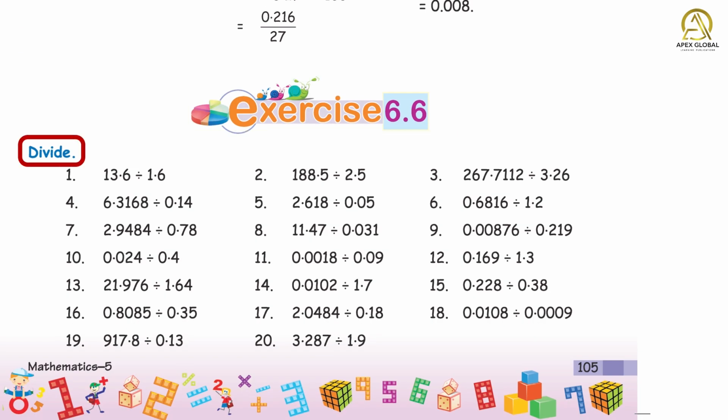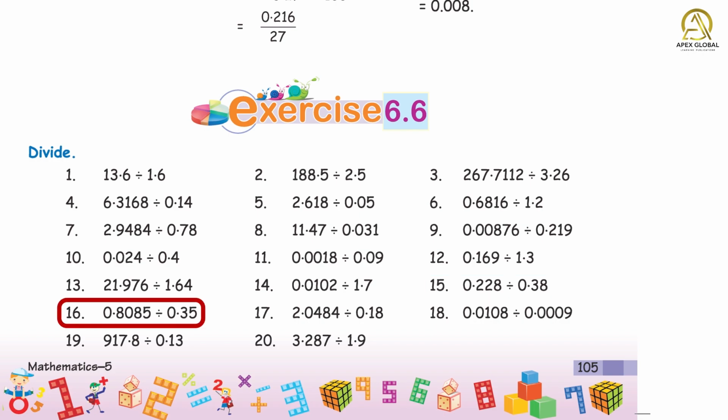Exercise 6.6. Divide: 1. 13.6 divided by 1.62. 2. 188.5 divided by 253. 3. 267.7112 divided by 3.264. 4. 6.3168 divided by 0.14. 5. 2.618 divided by 0.05. 6. 0.6816 divided by 1.2. 7. 2.9484 divided by 0.78. 8. 11.47 divided by 0.031. 9. 0.00876 divided by 0.219. 10. 0.024 divided by 0.4. 11. 0.0018 divided by 0.09. 12. 0.169 divided by 1.3. 13. 21.976 divided by 1.64. 14. 0.0102 divided by 1.7. 15. 0.228 divided by 0.38.